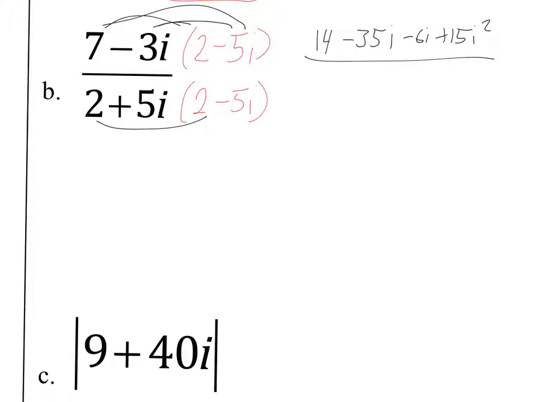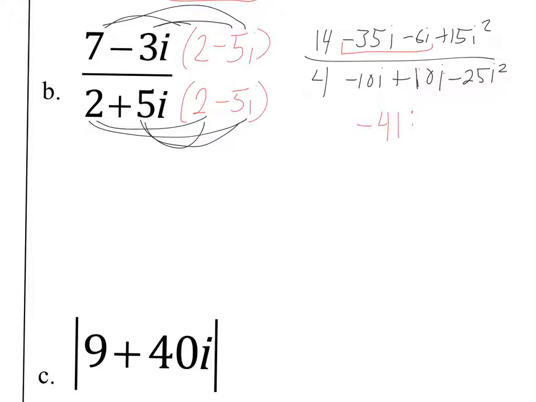On the bottom, we get 4 minus 10i plus 10i minus 25i squared. All right. On the top, we've got negative 35i and negative 6i. That's negative 41i. 15i squared is going to be negative 15, plus 14 would be negative 1. On the bottom, my i pieces cancel out. And negative 25i squared is going to be the same as positive 25. Positive 25 plus 4 is 29.